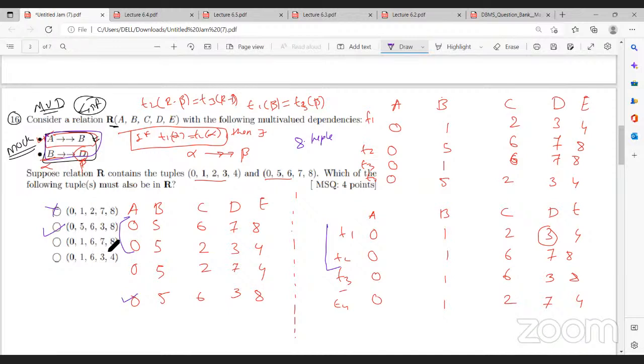0, 1, 6, 7, 8 is present. So this one is my correct option. 0, 1, 6, 3, 4 is present. 0, 1, 6, 3, 8, is it there? No, it is not present. So B and C will be my correct options.